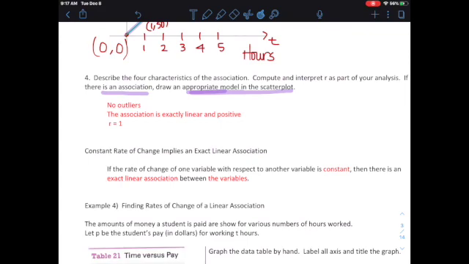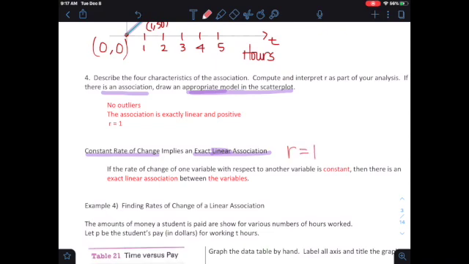Next is a summary of what we just did. Constant rate of change implies exact linear association. Constant rate of change: 50 miles per hour, 50 miles per hour, 50 miles per hour, exact linear. So that's going to give you the line. That means the correlation is going to be 1.